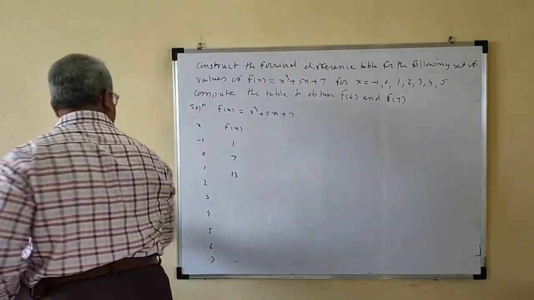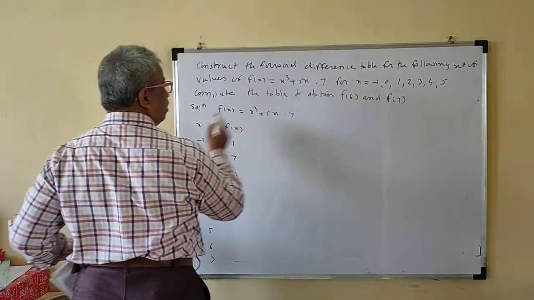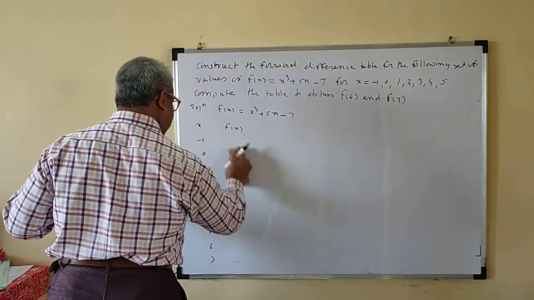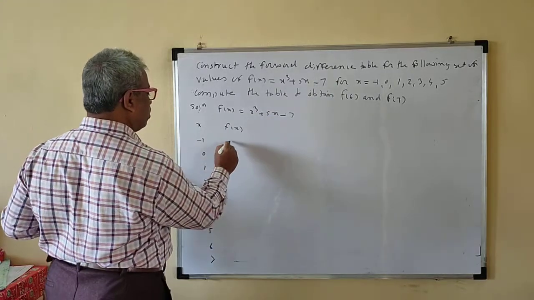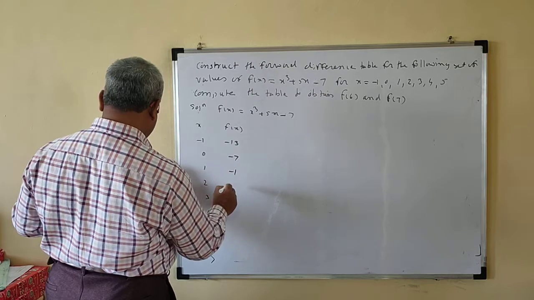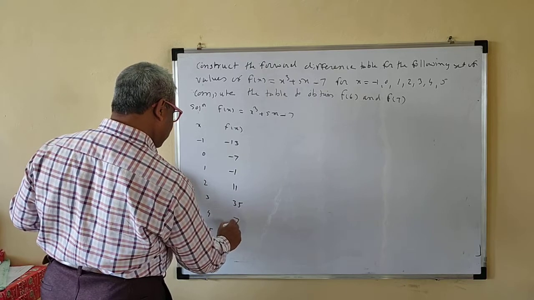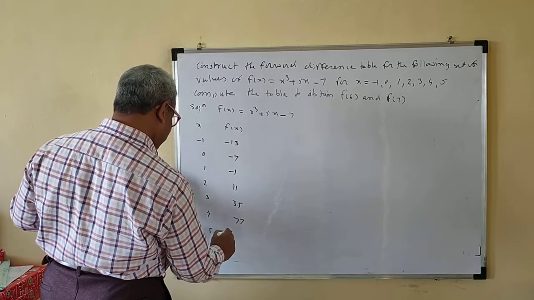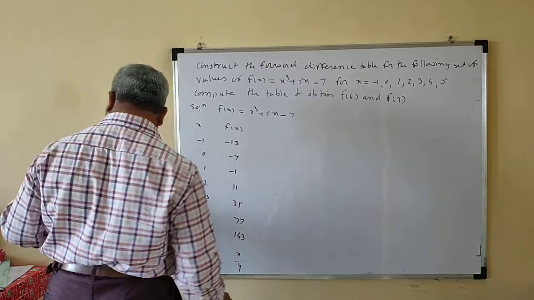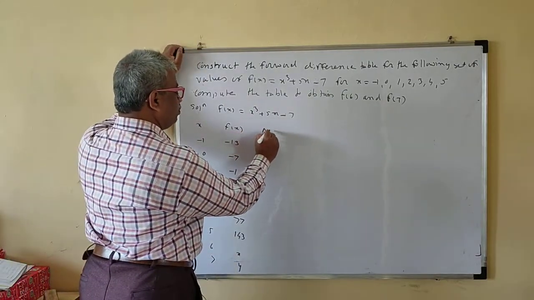Take this as minus 7. Then the values are, I will write the values here, which I have calculated: minus 13, minus 7, minus 1, 11, 35, 77, 143. This is x and this will be y. We will take this value x and y. So now we find delta f of x.